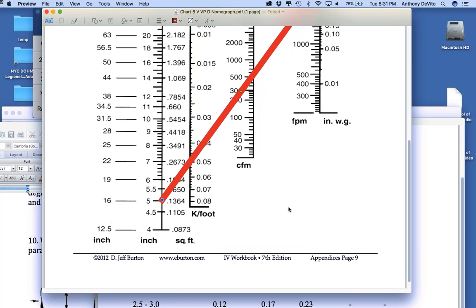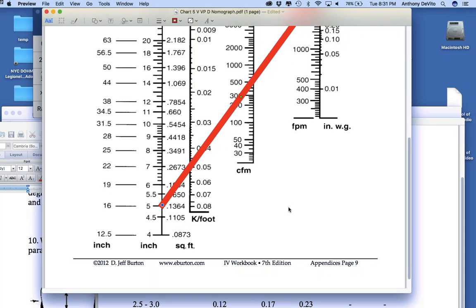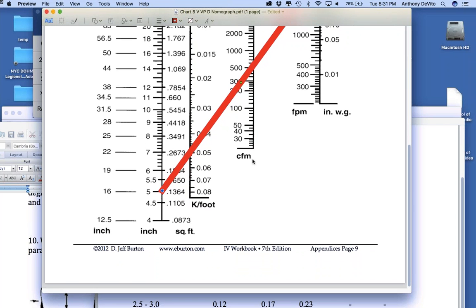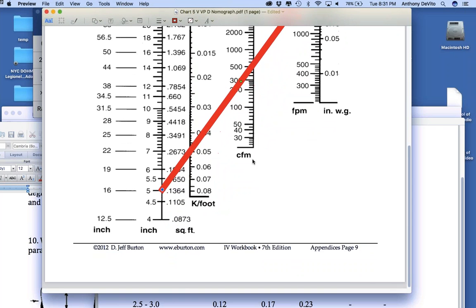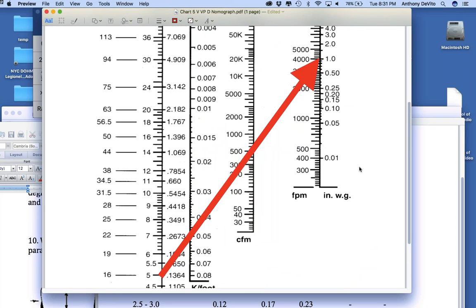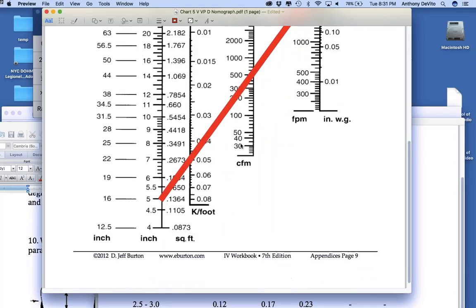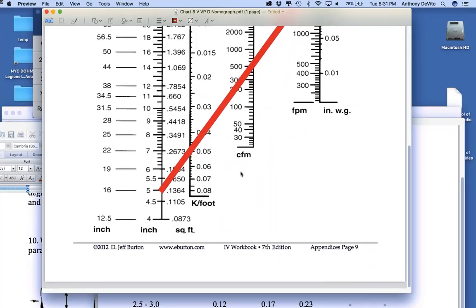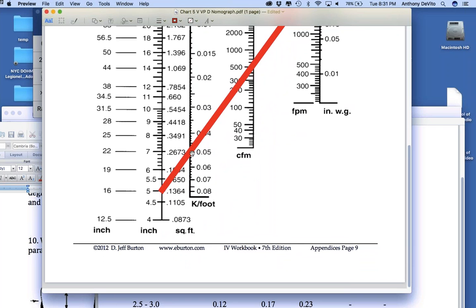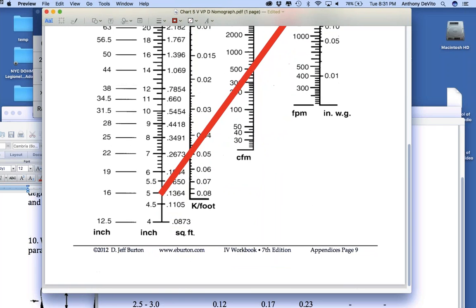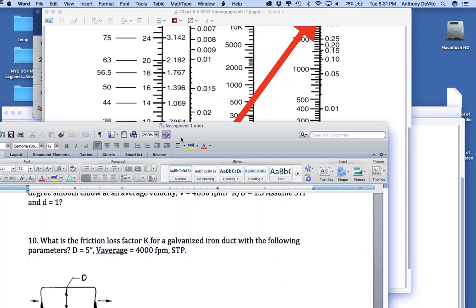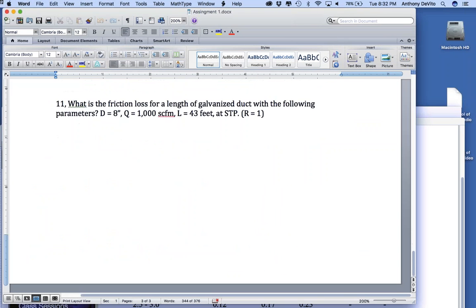Okay, so let's see, 0.05. Actually, you're going to lose more than that. You're going to lose 5 inches, 0.05 times 100, because that's a lot of velocity for that small duct. 0.05 per foot. Okay, yep.